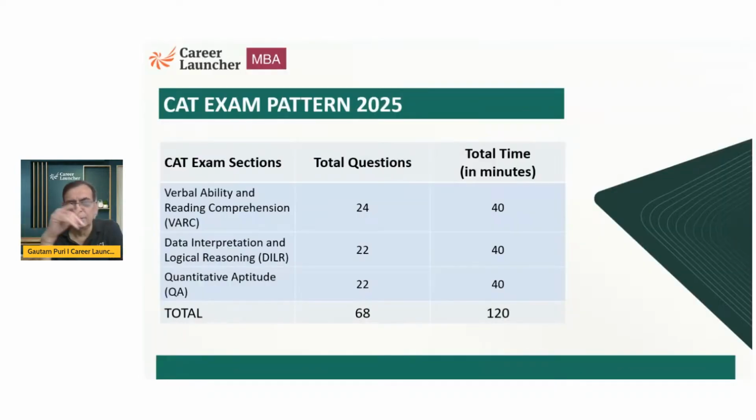So let's continue. What are we looking at? We are looking at the DILR section, which in CAT 24 had 22 questions to be done in 40 minutes, and we expect CAT 25 to be similar. So we don't expect the pattern to change as far as CAT 25 is concerned. Yeah, there might be a couple of questions here or there, but by and large the pattern is likely to remain the same.